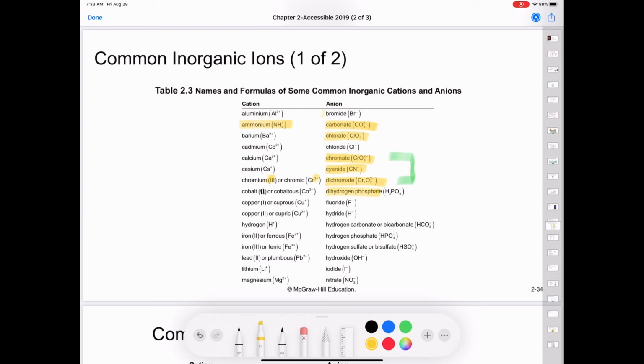Dihydrogen phosphate, which is H2PO4 with a -1 charge. Fluoride. When a hydrogen has a -1 charge, it's called a hydride. We have hydrogen carbonate or bicarbonate. Either one is used in this class for HCO3 with a -1 charge. Hydrogen phosphate, which is HPO4 with a -2 charge. Hydrogen sulfate or bisulfate, either one is acceptable for HSO4 with a -1 charge. Hydroxide, I showed you that one earlier in this video. Iodide and nitrate, we also talked about that earlier in this video.